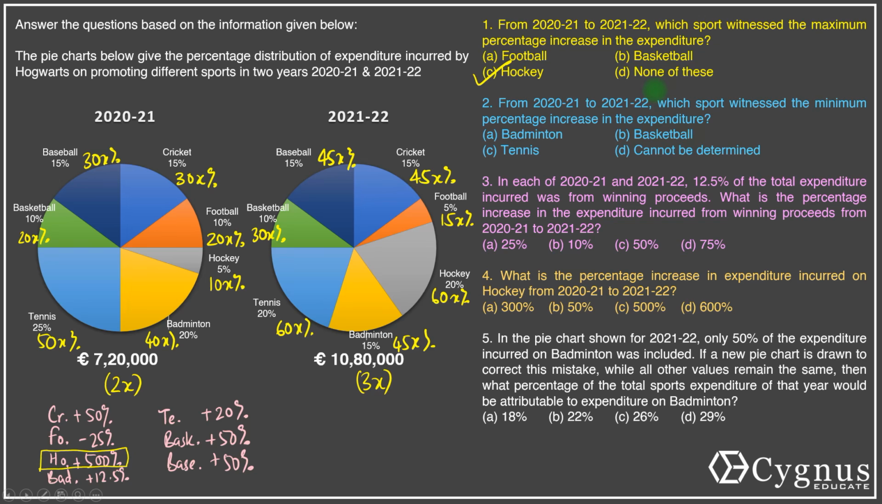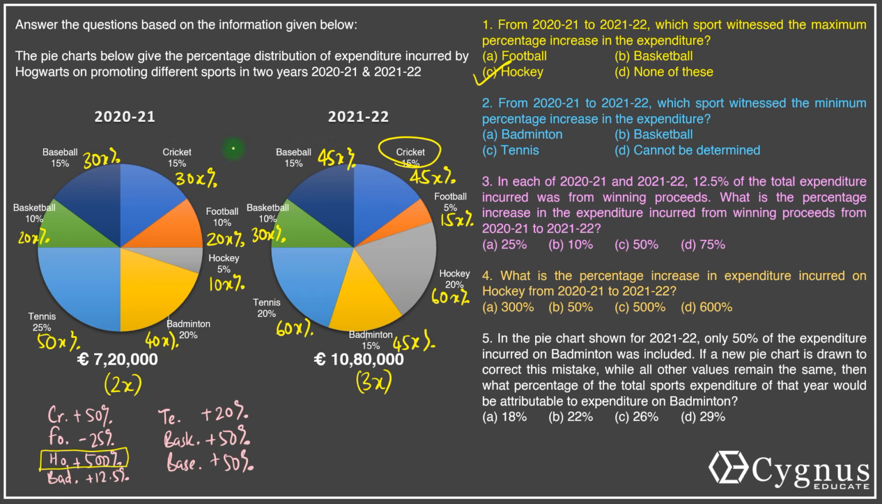Hold your horses there. Think about it for another second. The sector on cricket did not increase at all. It was 15, remained 15. So the only increase that cricket witnessed would have been what the base itself witnessed. And as the base has witnessed a 50% increase, the sport cricket will also witness a 50% increase, which is what we've calculated here.